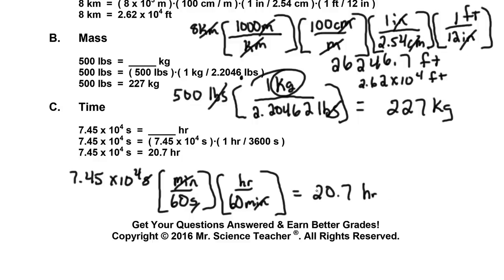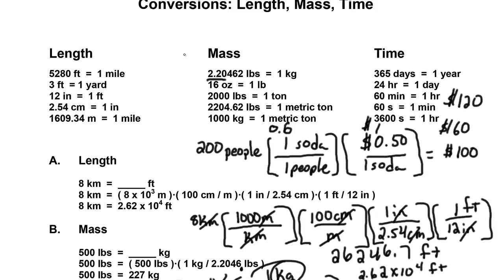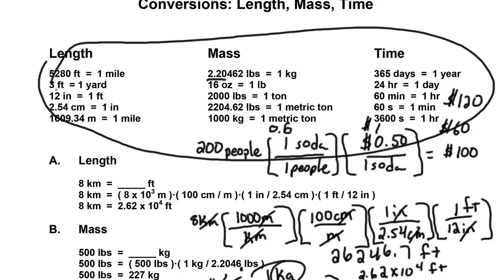Now, in order to do these conversions, you need to know all of these conversion factors. If you don't know the conversion factors, it's impossible. It really is. It's impossible to get the right answer. You have to know those. So you're going to need to memorize these for your homework and your quiz. So make sure that you know all of the conversion factors.